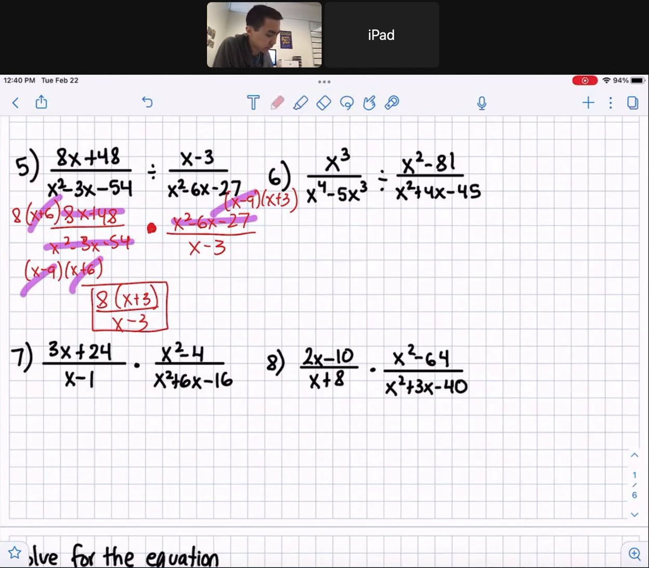Okay, and number 6, again, we have multiplication, division, so we have to change all of these and take the reciprocal of this. And now we have to factor everything. We can factor this, this, and this. This one's x plus 9 times x minus 9. This one's x plus 9 times x minus 5. And this one over here, you factor out an extra third from both and get x minus 5.